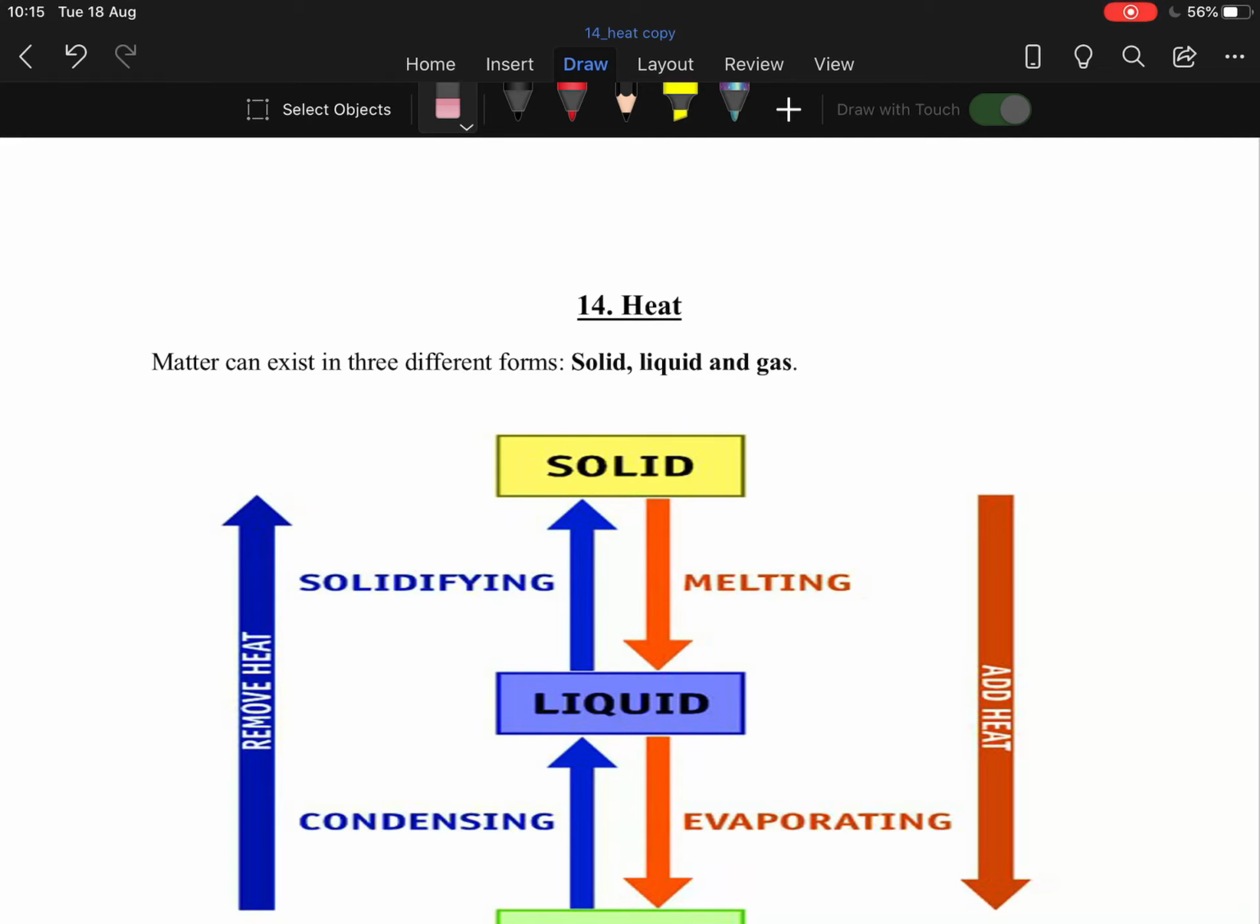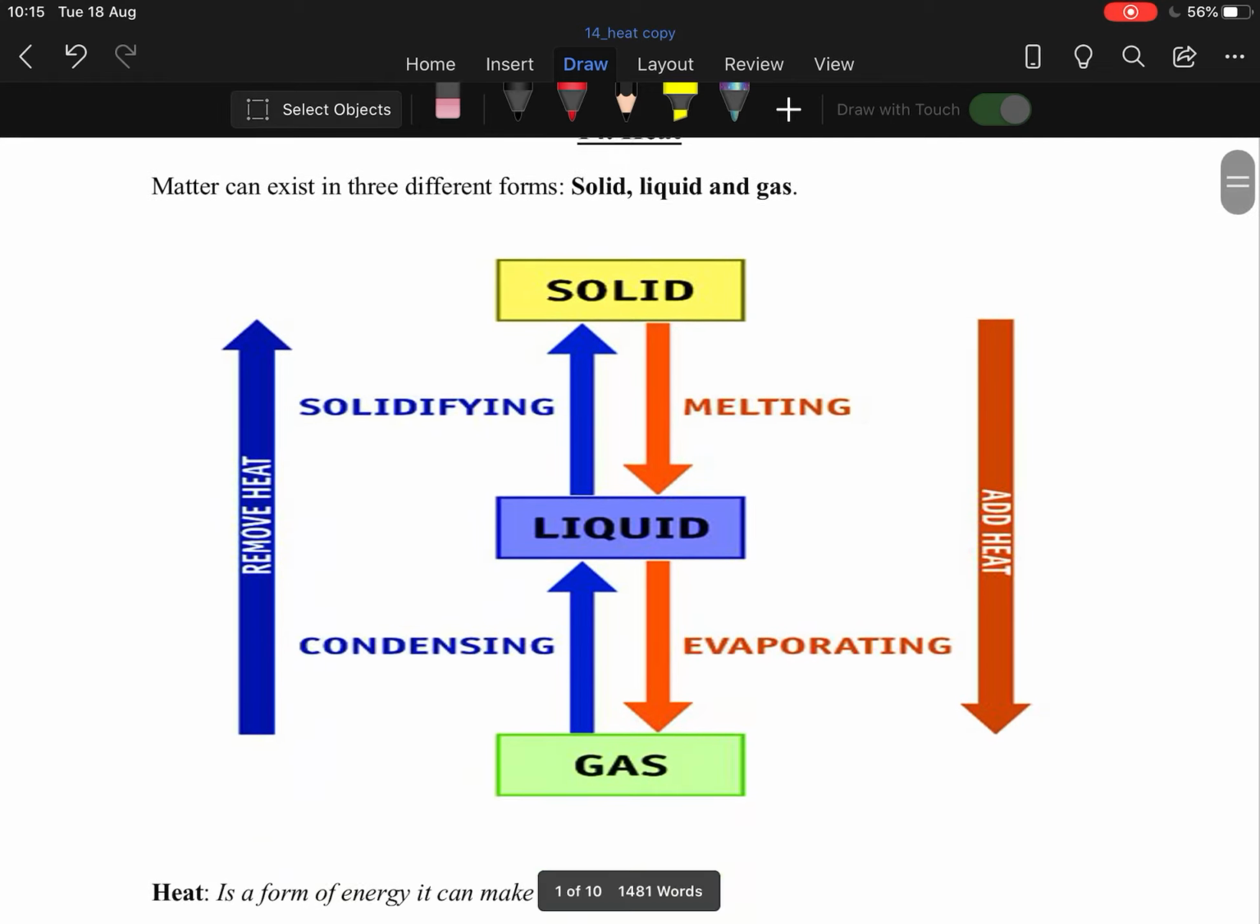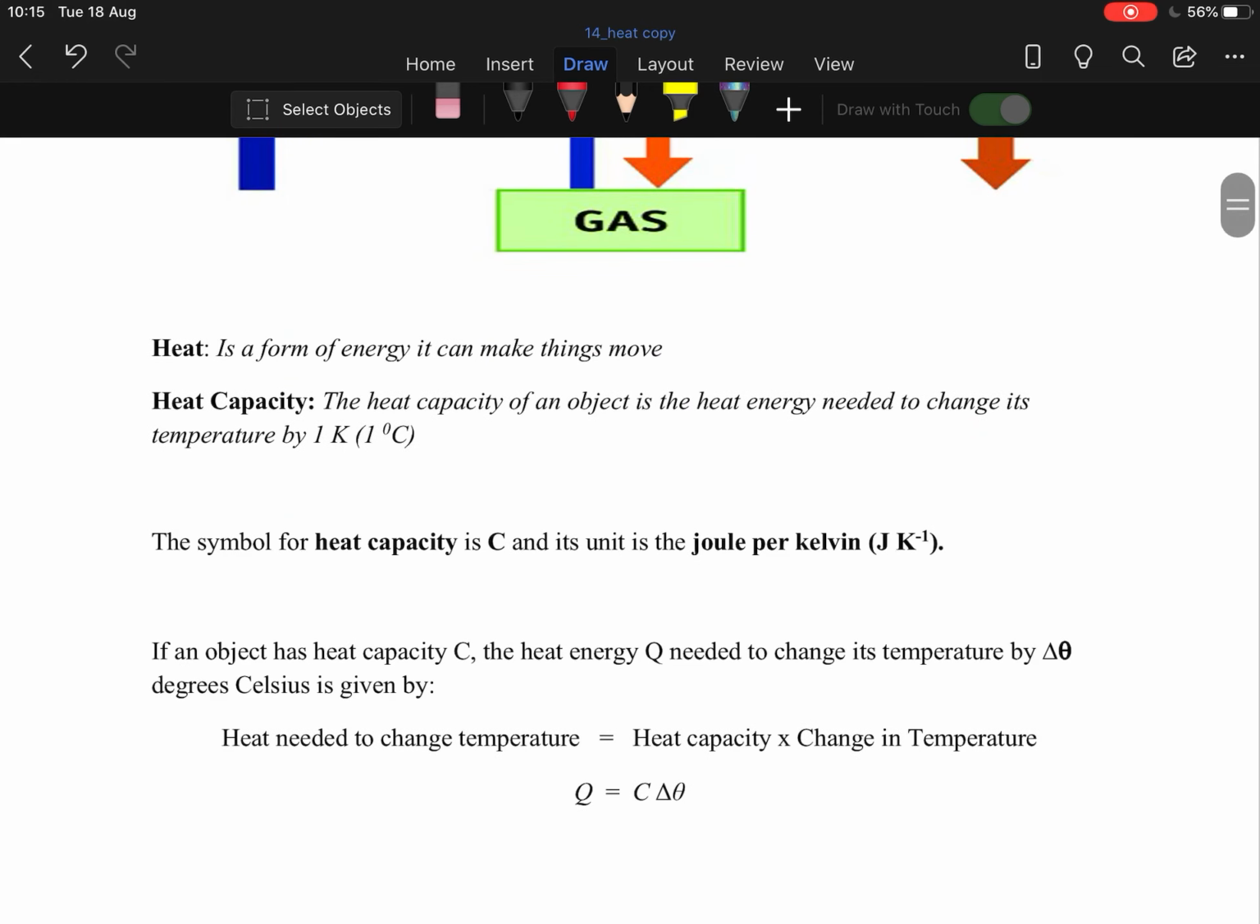I'm going to skip through a lot because obviously a lot of it's self-explanatory, like obviously solid, liquid, gases. Heat is a form of energy, you should know that. What we're going to deal with first here is heat capacity, okay? What does heat capacity mean? It means the amount of heat energy that you would need to put into the object to change its temperature by 1 degree Celsius, okay?